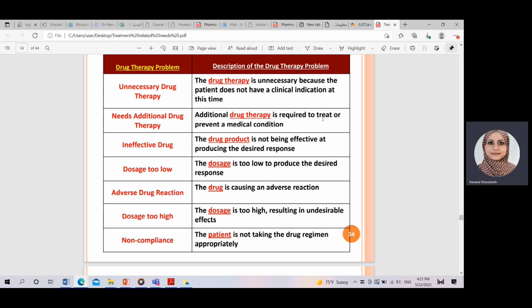Besides, a medical condition that requires addition for synergy or additive or protective effects may also be listed under the drug that needs to be added. In the third category, ineffective drugs implies that the drug product being used is not effective at producing the desired response. So this is not the most effective drug.